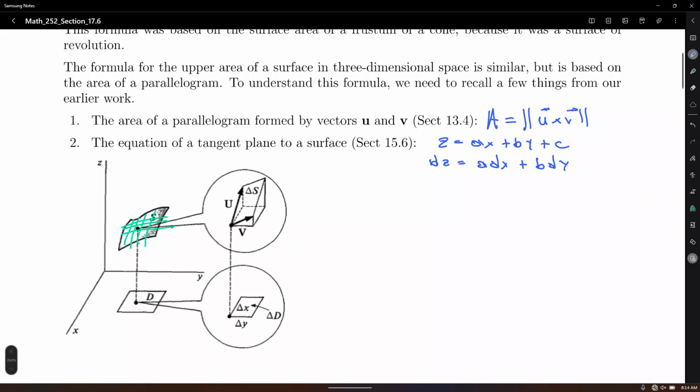So, because this is differential, this is an infinitesimal change, let's go to the finite change. You know that element? I'm going to change these with deltas, first of all. Delta z equals, what's that? A delta x plus b delta y. All right? Now, I need two vectors here. So what is this delta x? What is this delta y?